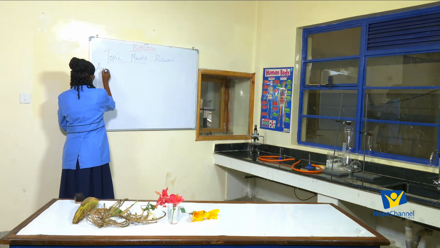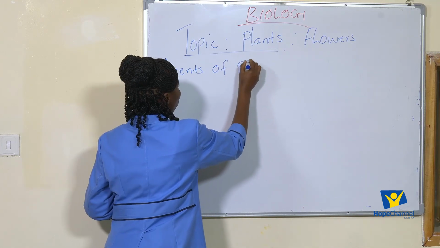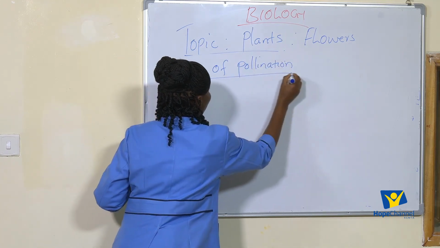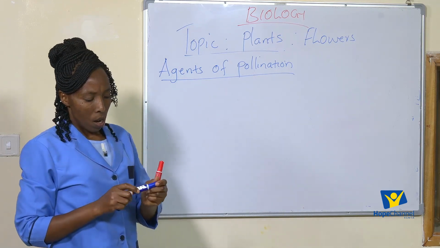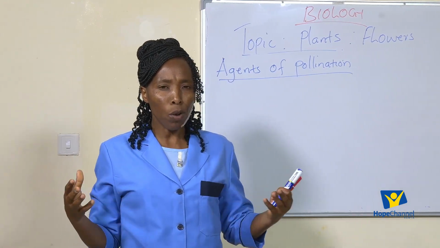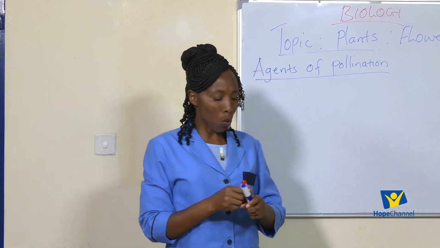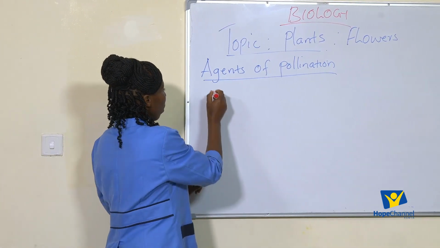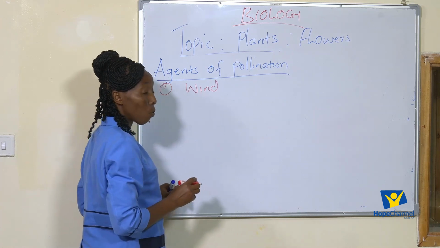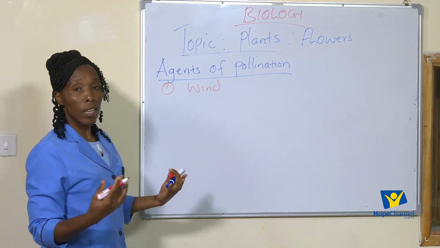So we ask ourselves, and answer the question on agents of pollination. Who are the agents of pollination? Now, remember last time when we were discussing the structure of the flower, we said that most of the flowers have colored petals so as to attract the insects. So when you talk about agents of pollination, number one, we have wind as an agent of pollination. So we are going to see the characteristics of flowers that are pollinated by wind.